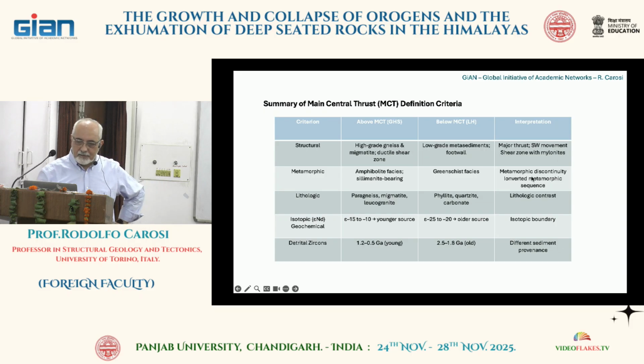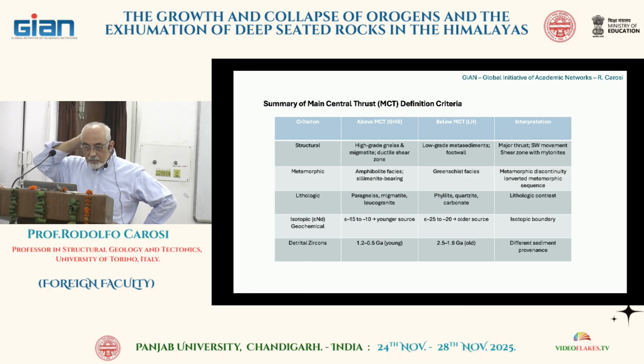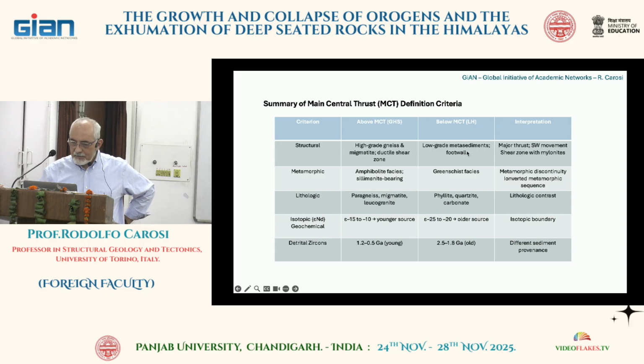The first one is the structural criteria. So you have high-grade gneiss and migmatites in the upper part, with a ductile shear zone in between the upper and the lower unit. Below, you have low-grade metasediments, the Lesser Himalayan Sequence. The main interpretation is a major thrust, so up to the southwest movement, and a shear zone with mylonite, so a very high strain shear zone. This could be the most classical definition, the most useful.